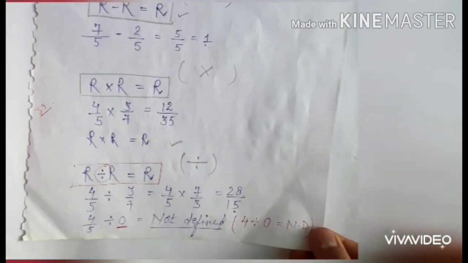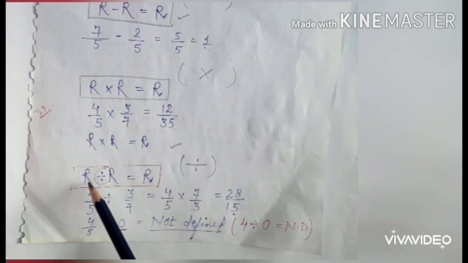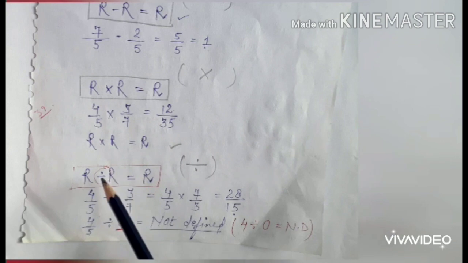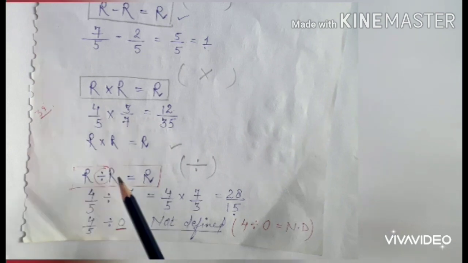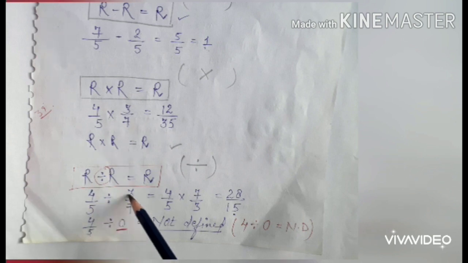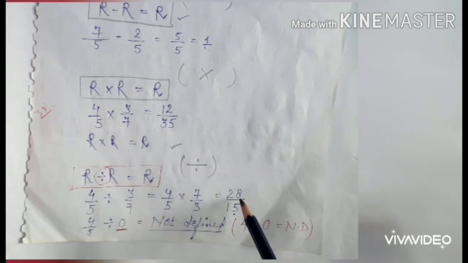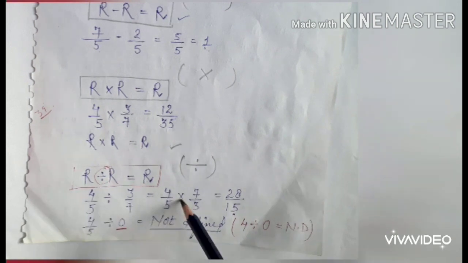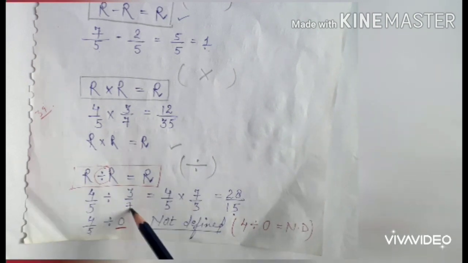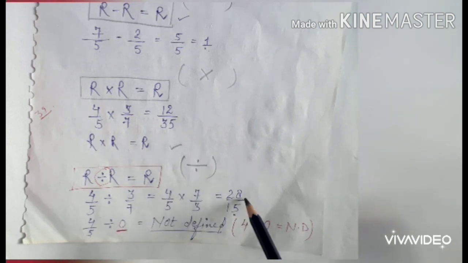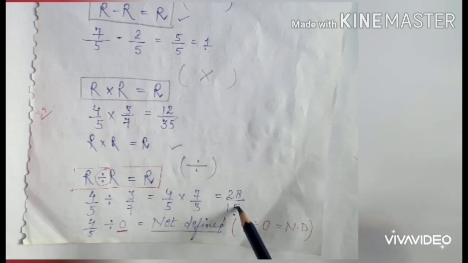But for division, when we divide rational by rational, it should be rational if it is closed under the operation division. So suppose we choose 4 upon 5 divided by 3 upon 7. We get 28 upon 15, because division becomes multiplication and 3 upon 7 becomes its reciprocal, 7 upon 3. When we calculate this we get 28 upon 15. We can see that this is a rational.